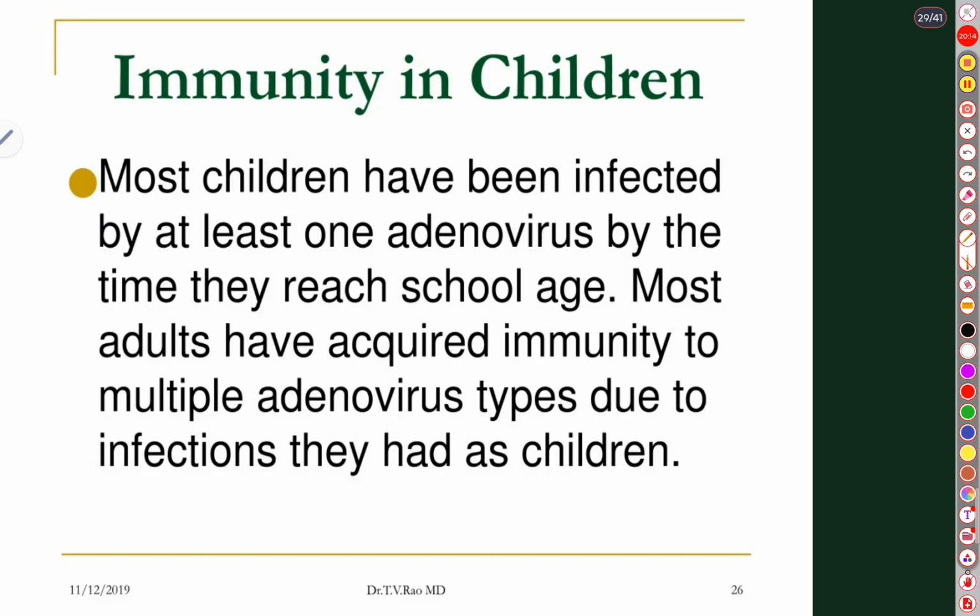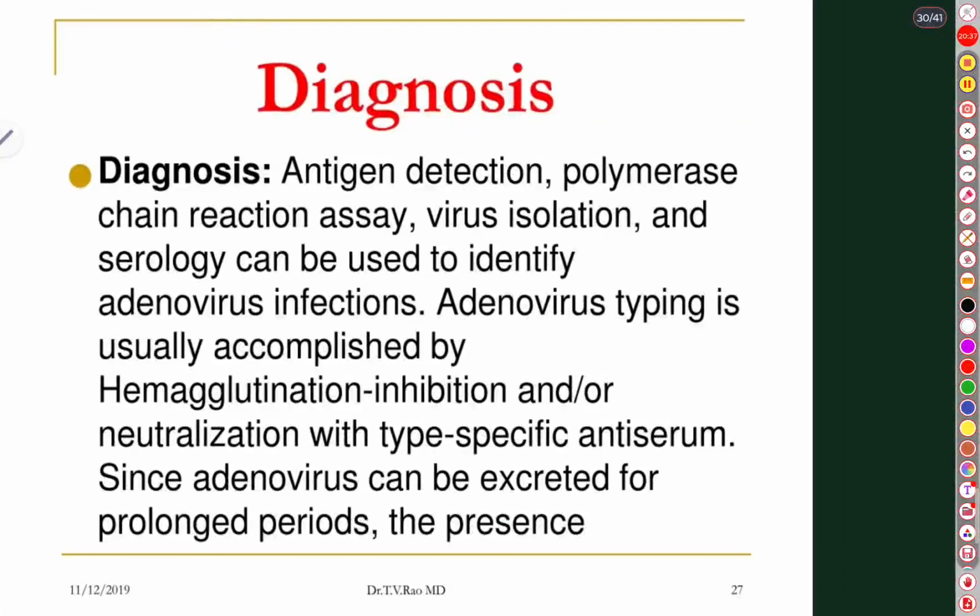In the case of children, most children have been infected by at least one adenovirus by the time they reach school age. At least one. By the time they reach school age, they will have been infected with some type of adenovirus. Most adults have acquired immunity to multiple adenovirus types due to infections they had as children. Adults will have developed immunity, but children up to school age have not.